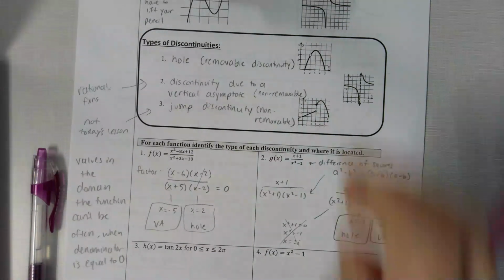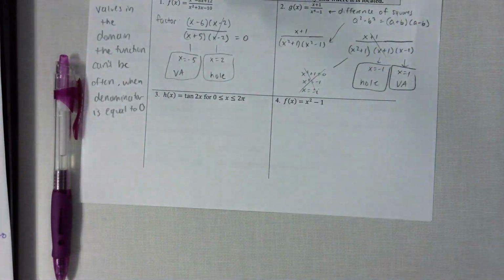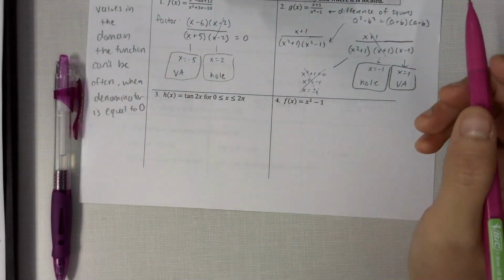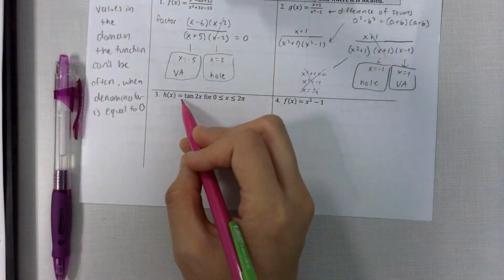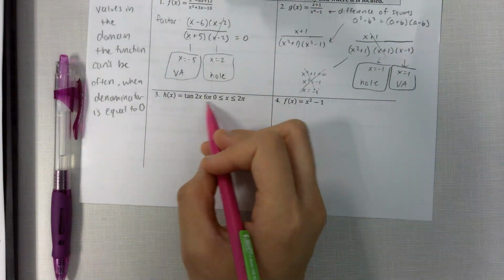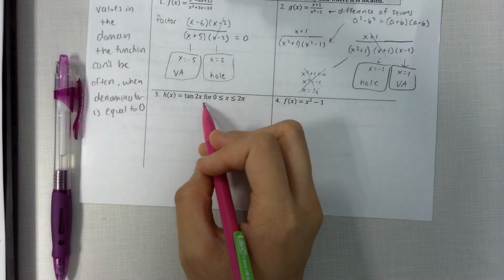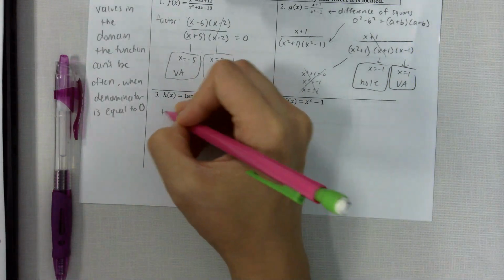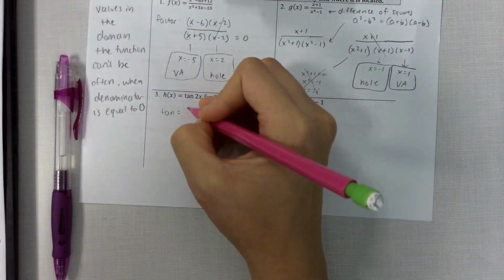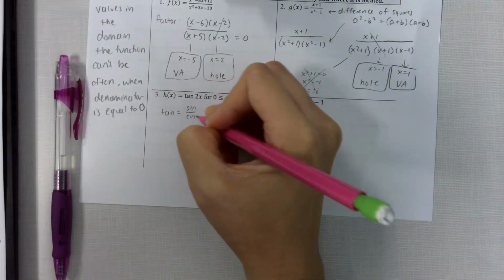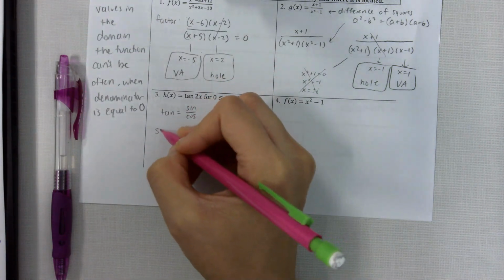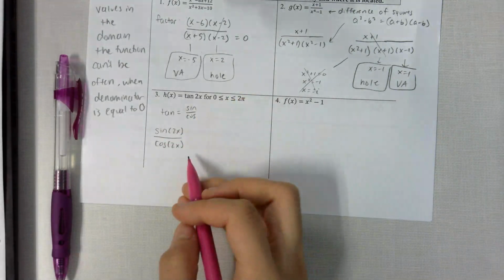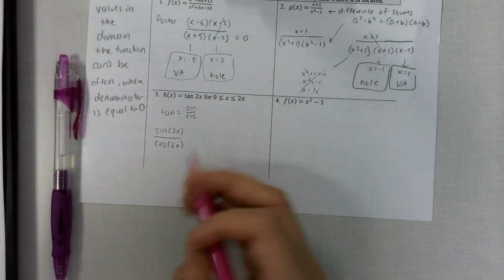Alright, this one's tricky because it uses calc and dummy variables, but you've done it before, and we're just trying to think about it in terms of discontinuity. So we're saying, when is tangent of 2x discontinuous for 0 to 2 pi? If you remember, tangent is the same as sine over cosine. So we're going to write sine of 2x over cosine of 2x, and we're trying to set the cosine of 2x equal to 0.